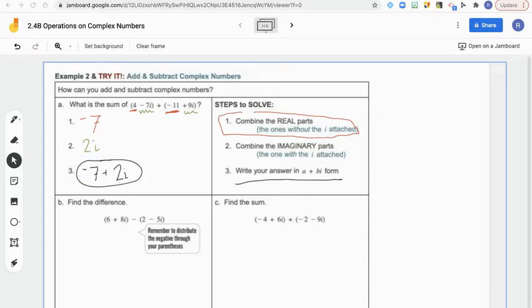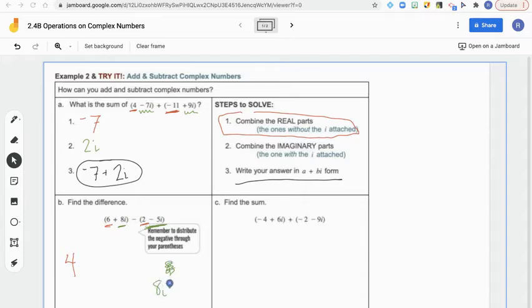Okay, part B then says find the difference. So now instead of adding them together, we're going to subtract them. And so we're going to start like we did last time, looking at those real parts. So 6 minus 2 is 4. And 8i minus a negative 5i. Be really careful about those signs, right? Well, let me rewrite that.